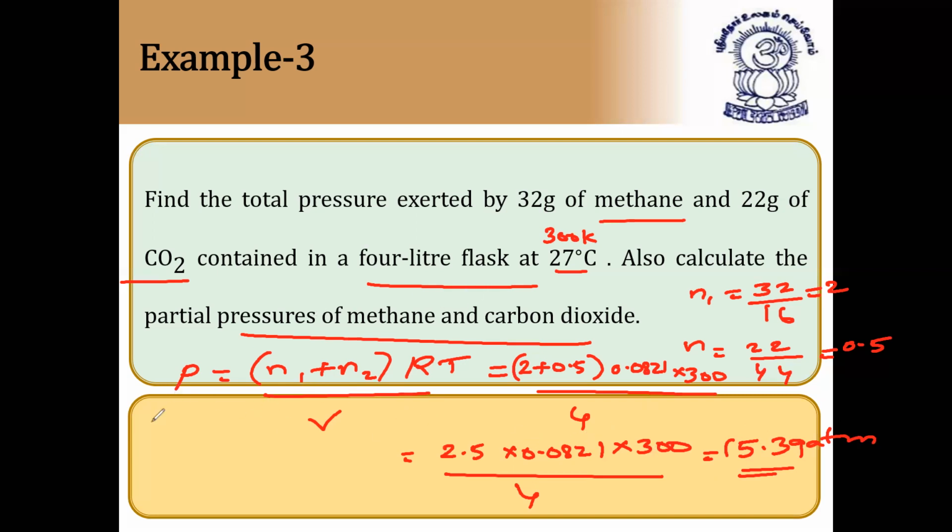Next, total pressure is equal to this. Now, after finding total pressure, we can find partial pressure. Partial pressure of methane gas, CH4, is equal to total pressure into mole fraction of methane gas, that is CH4. And how to find mole fraction, we already know.